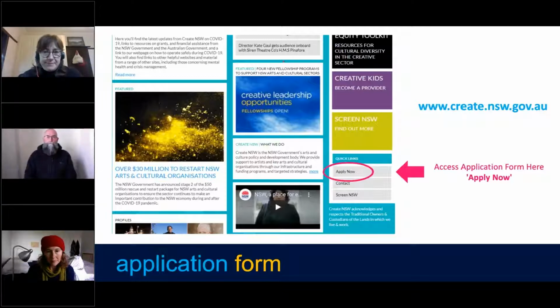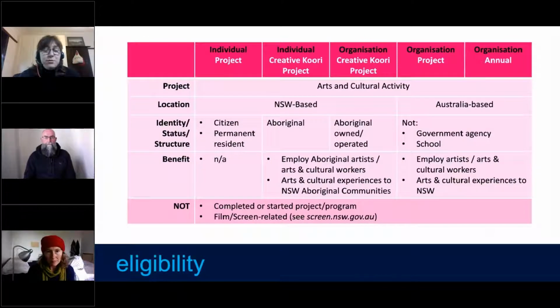Next slide, please. So in order to be eligible for Create New South Wales funding, what you're applying for must be an arts and cultural activity and fall within that scope. It's possible for organisations to be located outside of New South Wales, but they must engage with New South Wales in some capacity. With individuals applying, you must be located within New South Wales.